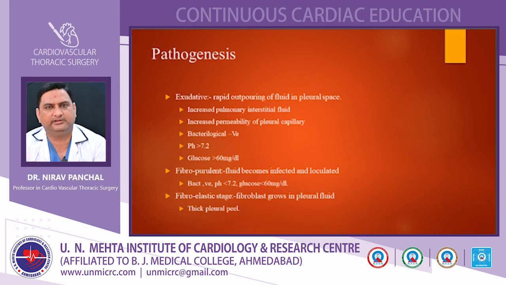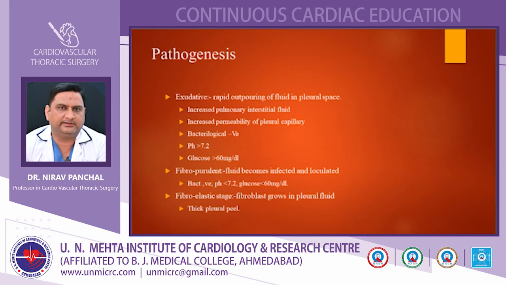Now, if you see the pathogenesis of empyema, there are three different phases. The first phase is the exudative phase, second is the fibropurulent phase, and third is the fibroelastic phase. In the exudative phase, there is a rapid outpouring of fluid in the pleural space. It is either due to increased pulmonary interstitial fluid or increased permeability of the pleural capillary. Bacteriologically, this collection is negative by bacterial culture, but the pH is more than 7.2 and glucose content is more than 60 mg per dl.